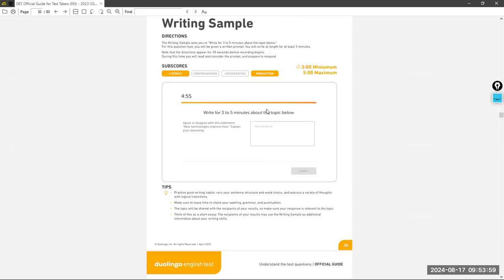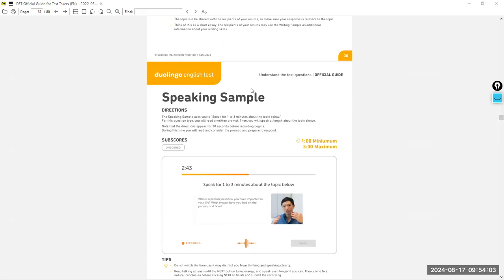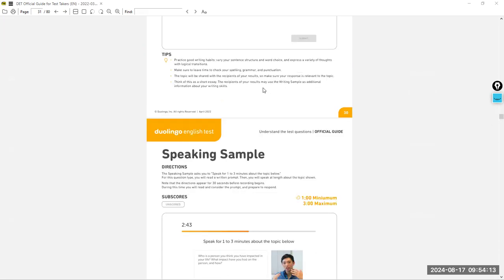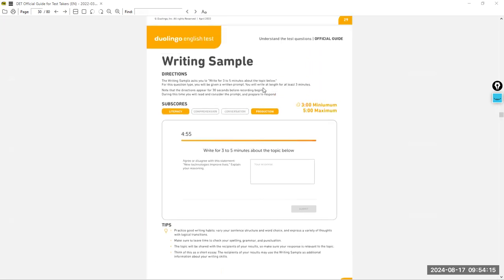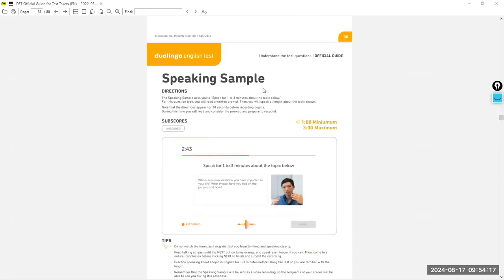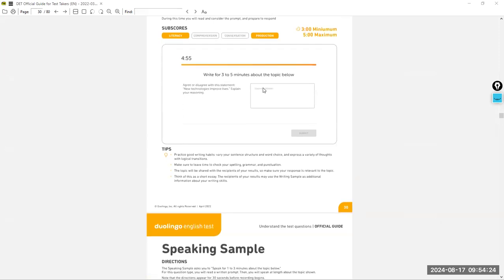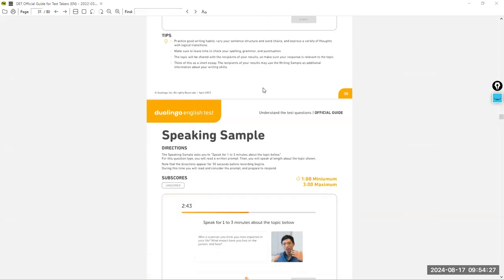Number two, in both the writing sample and the speaking sample, you have two topics. I mean, two topics are going to be shown in front of you, and you have to choose one of them to write about and one of them to speak about. So again, both modules are ungraded, and in both of them you will choose one topic out of two.